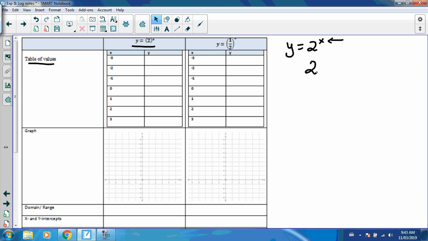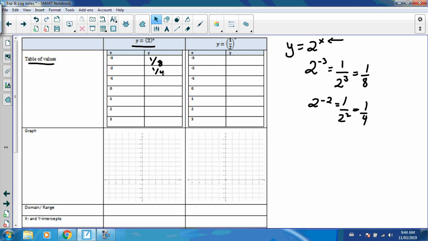So we're starting off with x being -3. 2 to the power -3 is 1 over 2 cubed, which is 1/8. So our first y value, when x is -3, is 1/8. 2 to the power -2 is 1 over 2 squared, which is 1/4. Okay, 1/4 here. -1, 1/2. By the same fashion there, right?